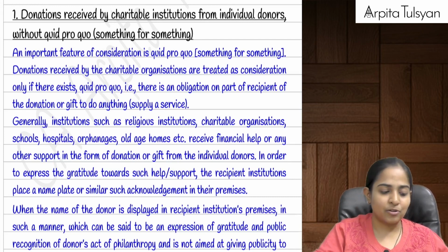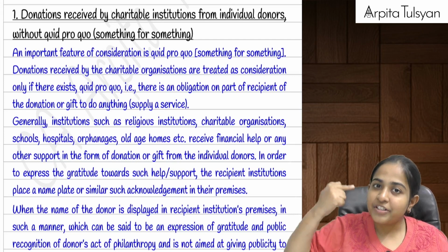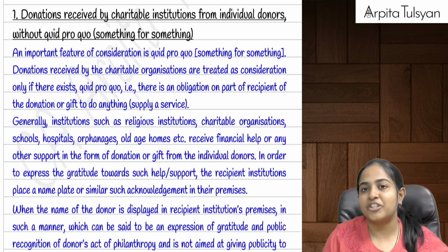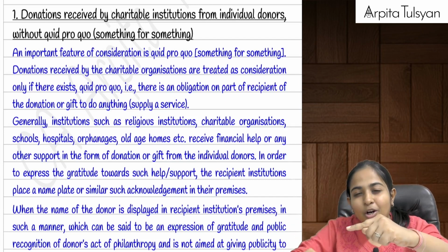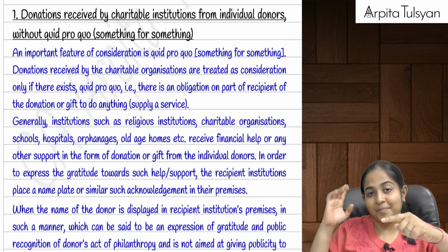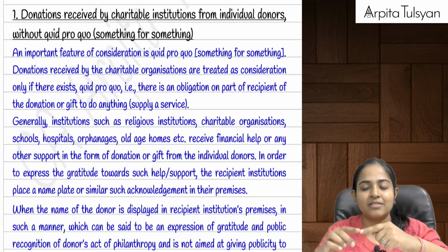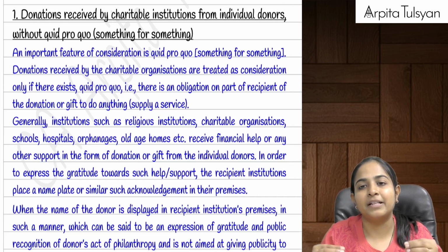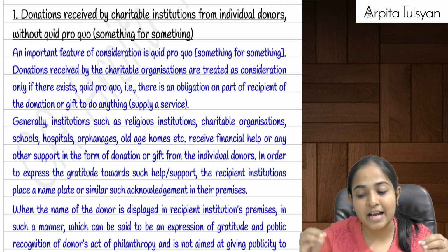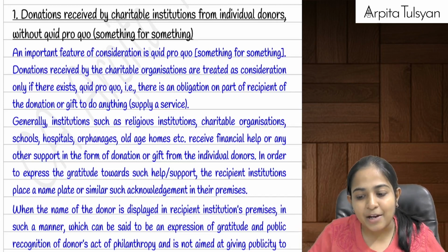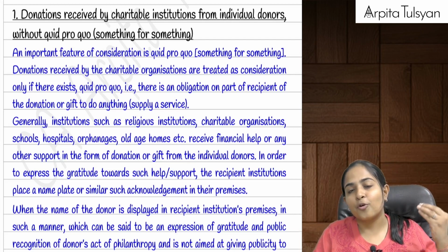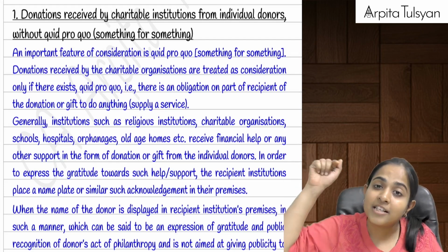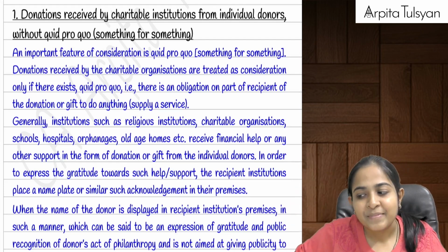So in that case, the donation which is received by the charitable institution without quid pro quo, you must have heard about this term earlier, that is without something in return. Then in that case, the amount received by the charitable institution will not be considered as a consideration. Are you clear with this? Therefore, whatever amount of donation the charitable institution has received will not be liable to GST because there is no consideration involved. Are you understanding this?